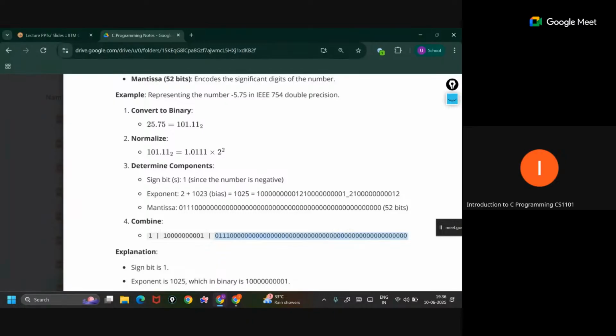But the positions are correct. First has to be the sign bit, next has to be the exponent, and next has to be the mantissa. None other than the value after the decimal point has to be represented.